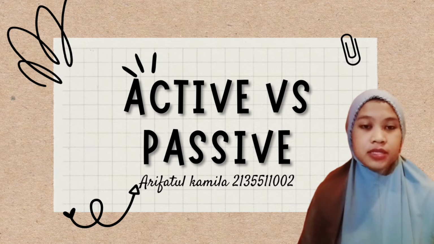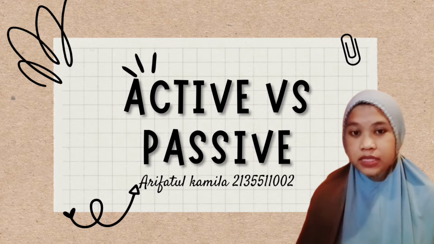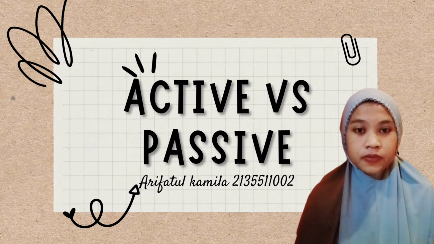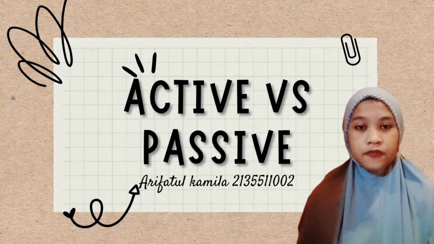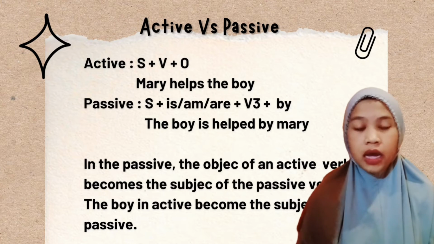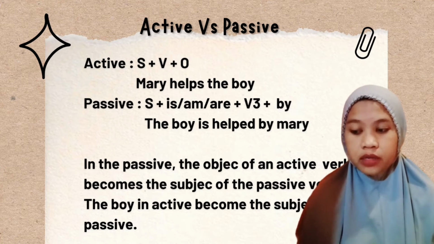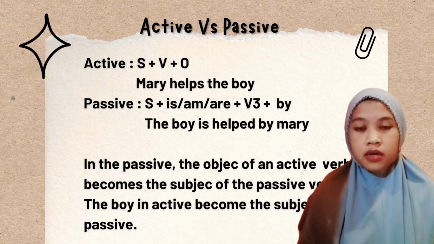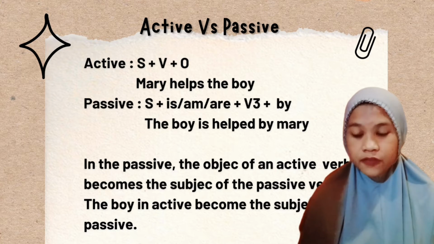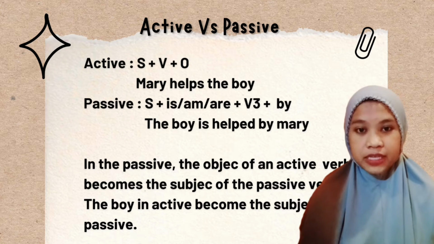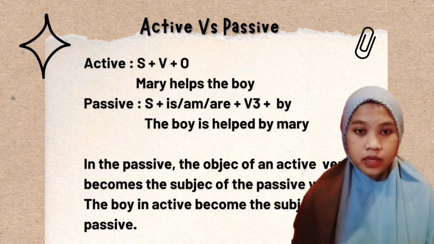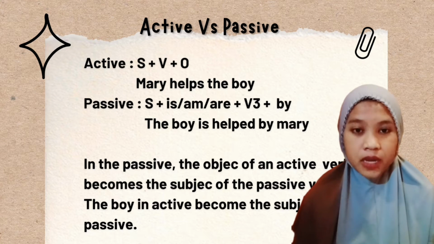Here I will discuss two materials. The first is active versus passive, and the second, tense forms of the passive. First I will discuss active versus passive. I will explain how to change an active sentence to a passive sentence. Here is one example of active and one example of passive. Active: Mary helps the boy. Passive: The boy is helped by Mary.